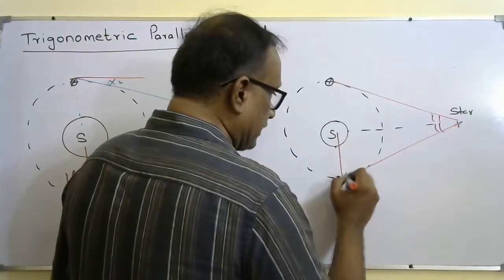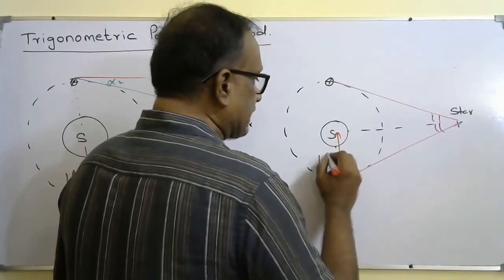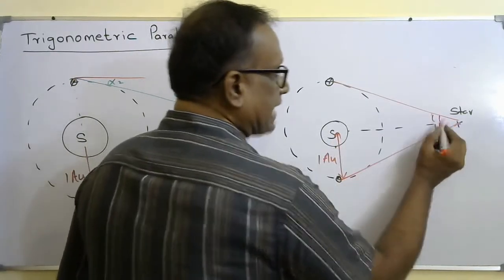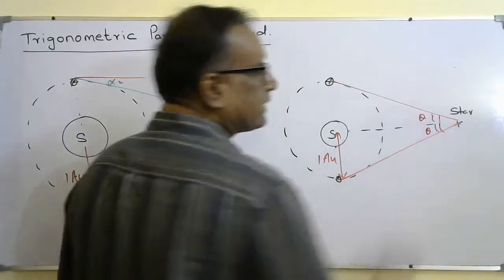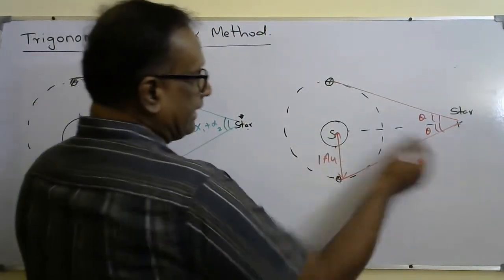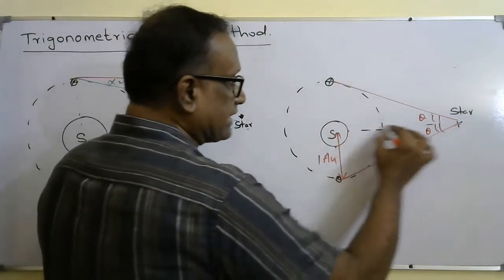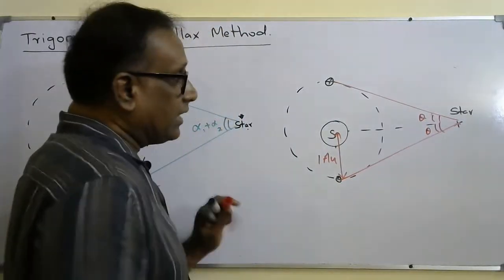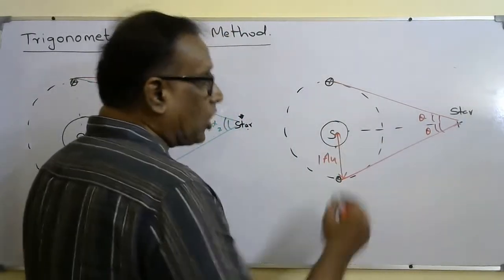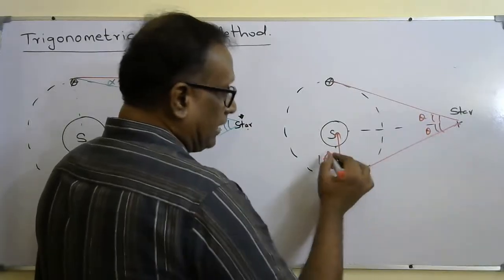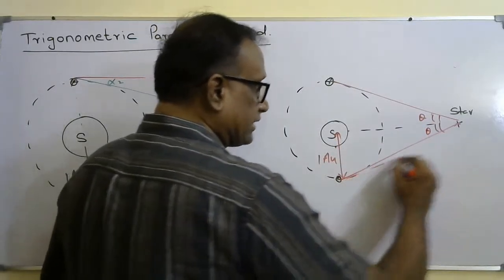This line is 1 astronomical unit. So simply I can say, if I call this angle theta, this one is also theta by symmetry, tan theta equals 1 astronomical unit over this length. I can find the distance of the star from the Sun, or I can use sin theta, which is 1 astronomical unit over this distance.